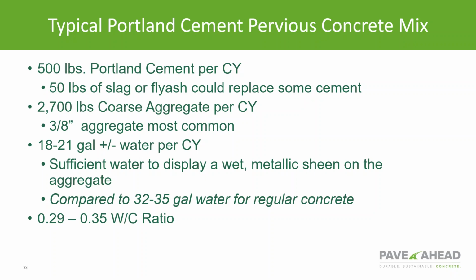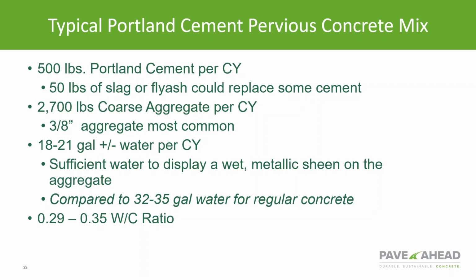Around 2,700 pounds of coarse aggregate. The most common is 3/8, and I'll show you in a little bit how you can change the size of it. Whatever we spec, though, it has to be consistently sized. We can't have several different sizes in there.